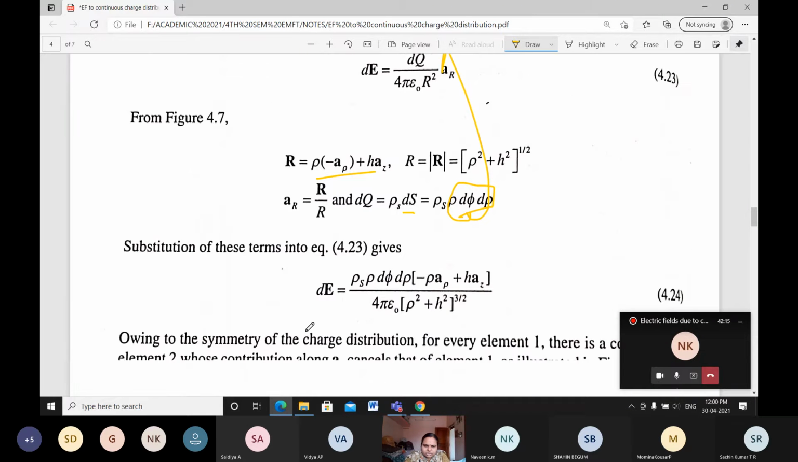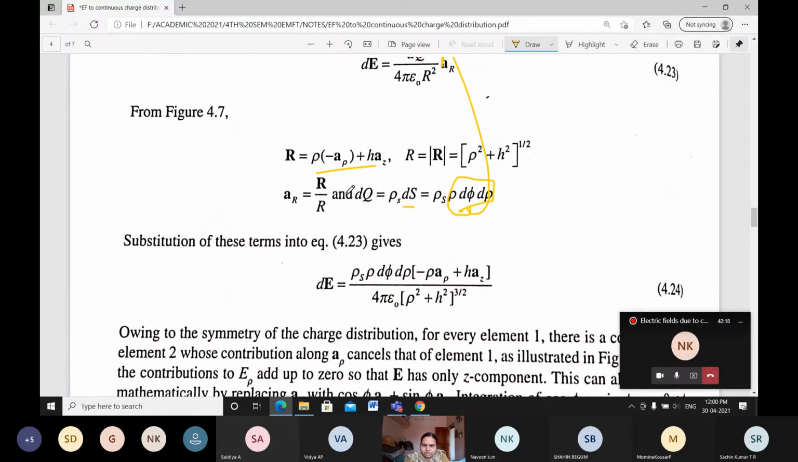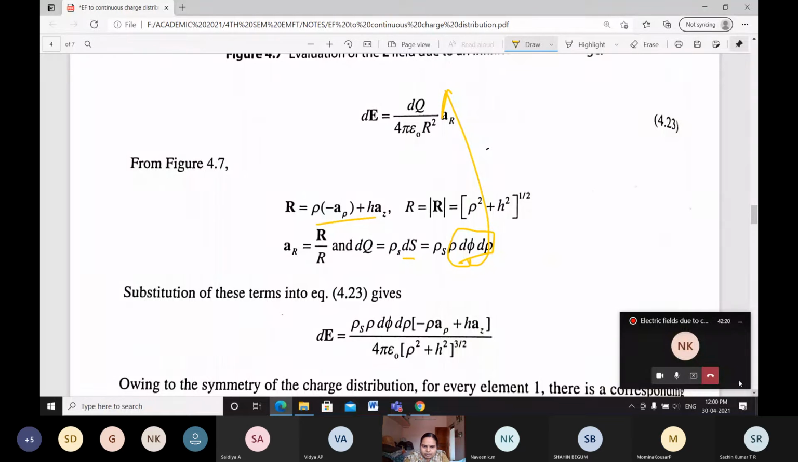Then I will get the equation as dE equals, substituting dq, I can write here rho_s rho d phi d rho. Then our R, that is minus rho a_rho plus h a_z, divided by 4 pi epsilon naught (rho square plus h square) power 3 by 2. This is going to be substituted here.